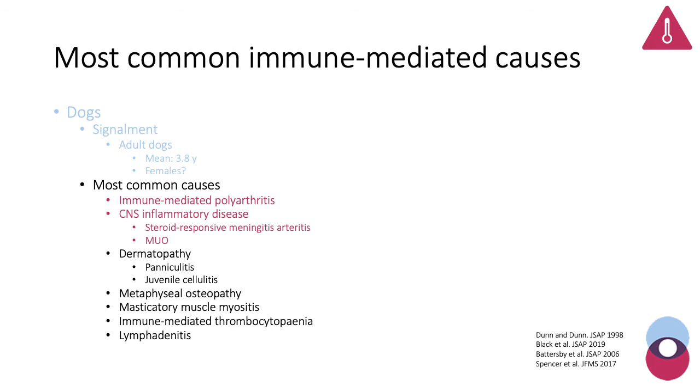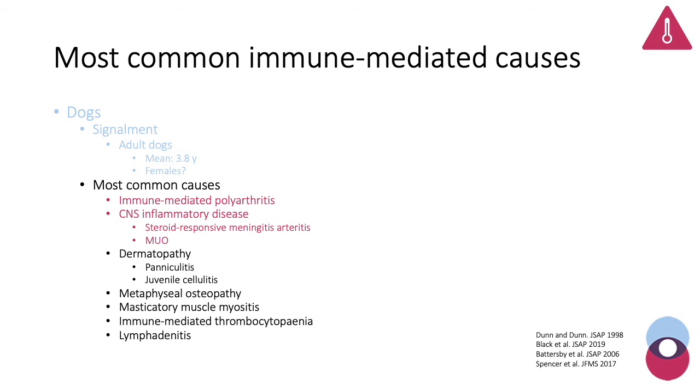Immune-mediated polyarthritis and CNS inflammatory disease, especially SRMA, are very common, and especially in the Black study, again looking at young dogs, found that these 2 were the most common immune-mediated diseases. Beagle with Border Collie and Springer Spaniel came up as the most common breeds.